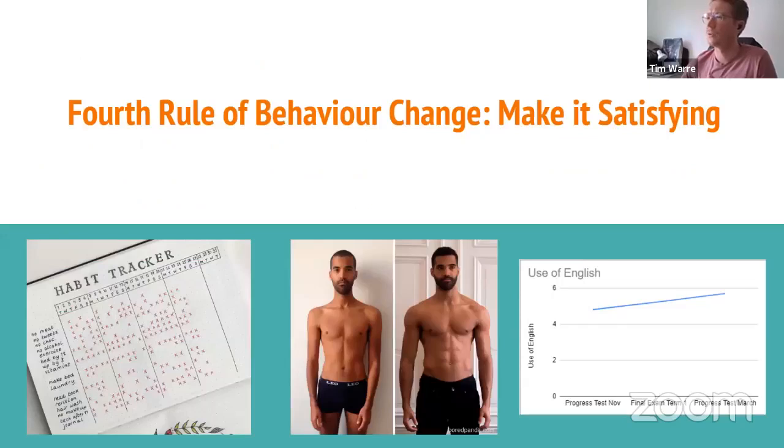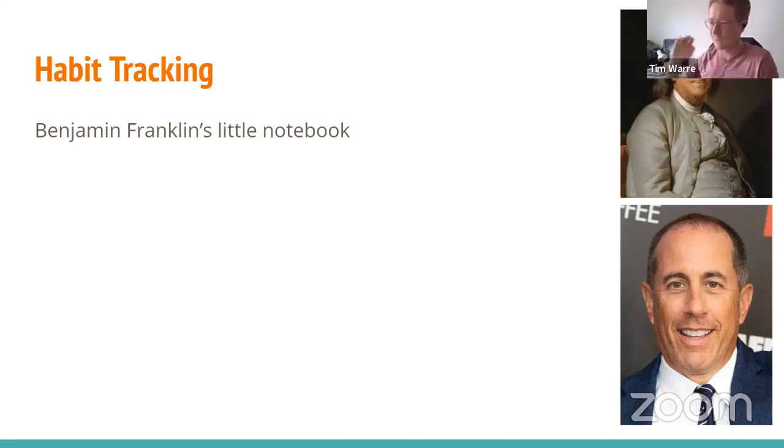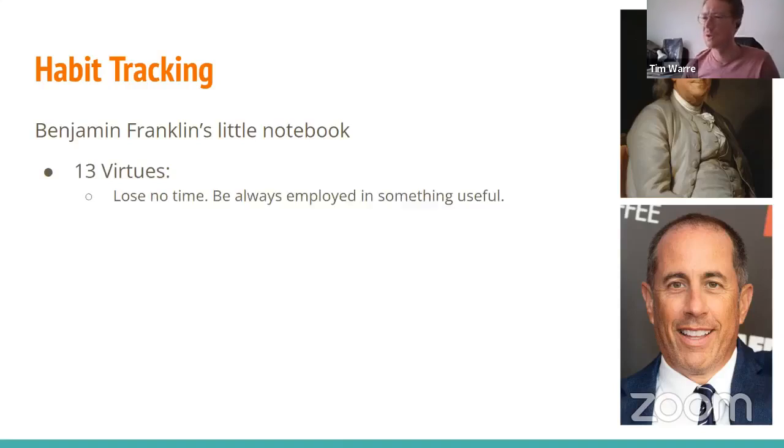Let's look at the fourth rule. So making it satisfying. So habit tracking. Did you know that Benjamin Franklin habit tracked? This is well before all these apps and things we have for it now. He had a little notebook with 13 virtues. And these are things he tried to do every day. So one of them was: lose no time, be always employed in something useful. So basically he was anti-procrastination way back then.